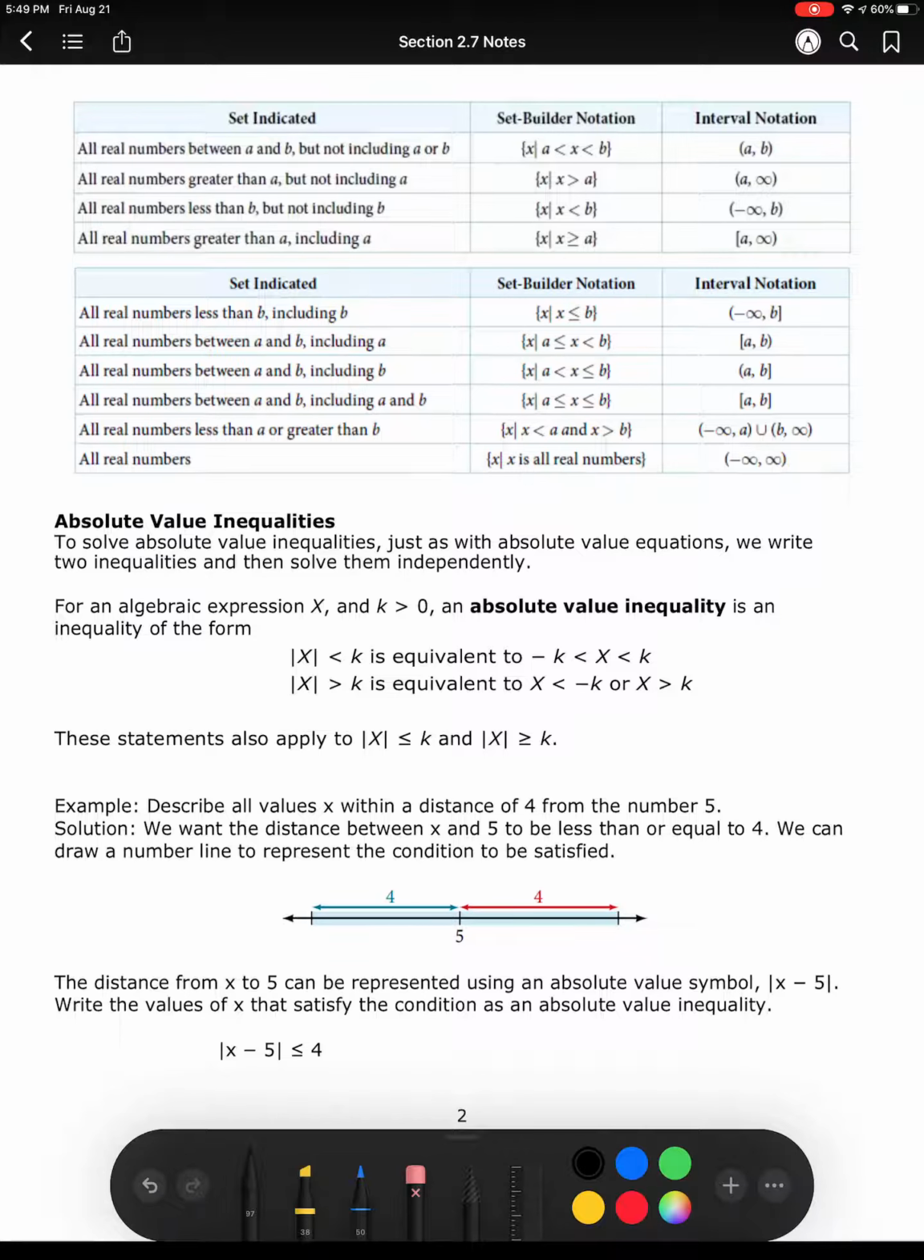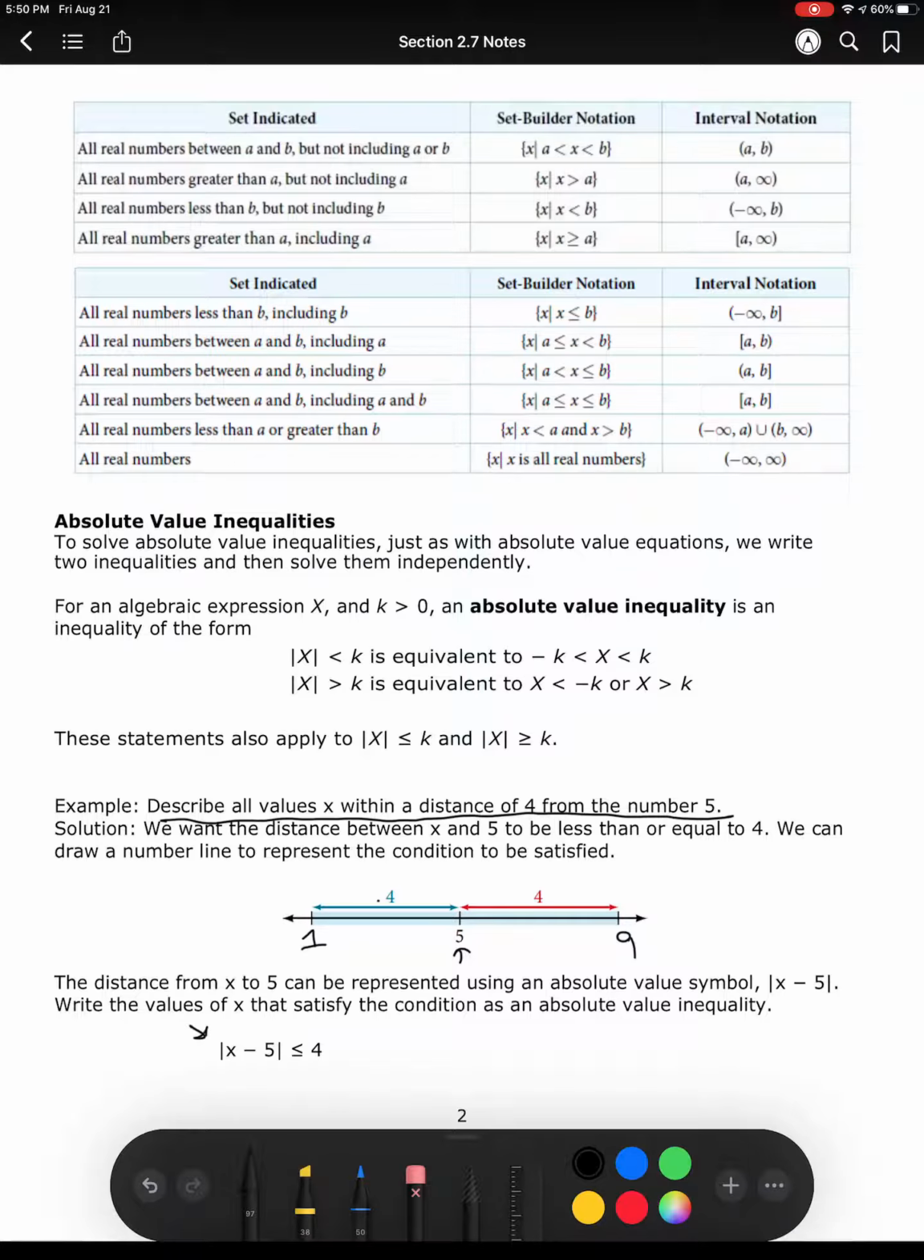Now, absolute value inequalities are a little bit harder to comprehend, but this little picture here where we're talking about describing all values of x within a distance of 4 from the number 5. So 5 is in the middle, and then we could go distance 4 to the right or 4 to the left. So what would that describe? Well, 5 minus 4 would be 1. 5 plus 4 would be 9. So that would give you 1 and 9, or the interval from 1 to 9.